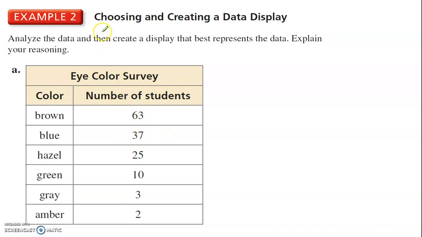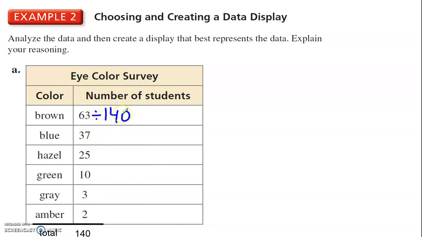In order to do that, I would want to add up all of these to find the total. So the total here is 140 when I add all of these up. In order to make a circle graph, you want to know the total, and then you want to know how much of the total is each part. In order to figure that out, we find the percentage by taking part to whole, right? A circle graph shows parts of a whole, percentage is part to whole. So we would take the 63 and divide that by 140.